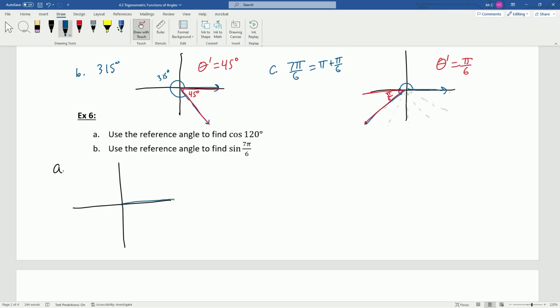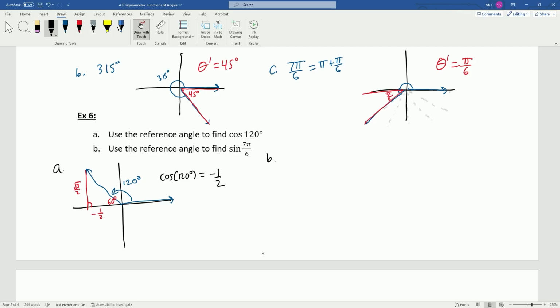You're just going to go, here's my angle, that's 120 degrees. Okay, I'll form my triangle, that makes this 60 degrees. So this side is the square root of 3 over 2, and the other side has to be 1/2, but negative. And so cosine of 120 degrees is the x value, which is negative 1/2.